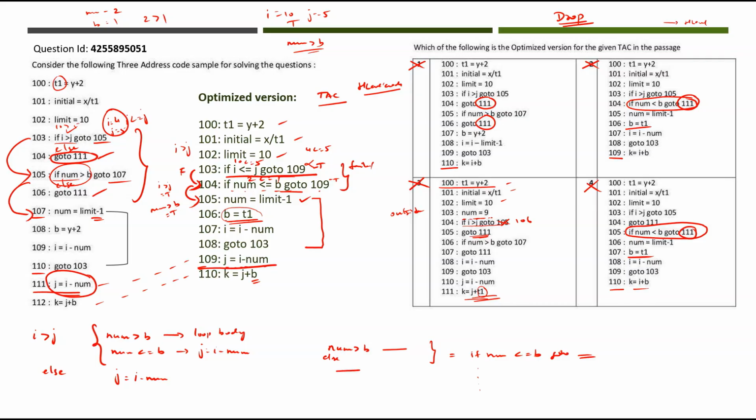See, they have given num greater than b, i greater than j. Where did i come from? Where did j come from? Where did num come from? Where did b come from? We don't know. So this is just a sample code. With the sample code, we can do only this much is what I am trying to tell you. With this, we are completing Unit 8 questions.